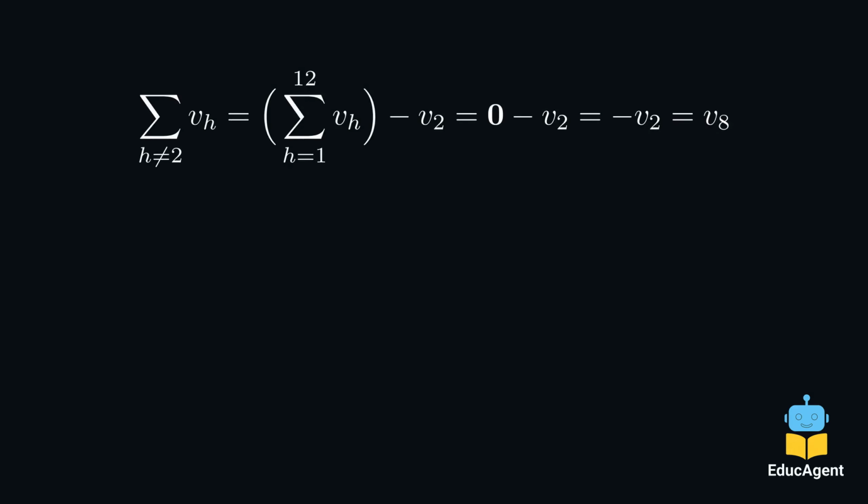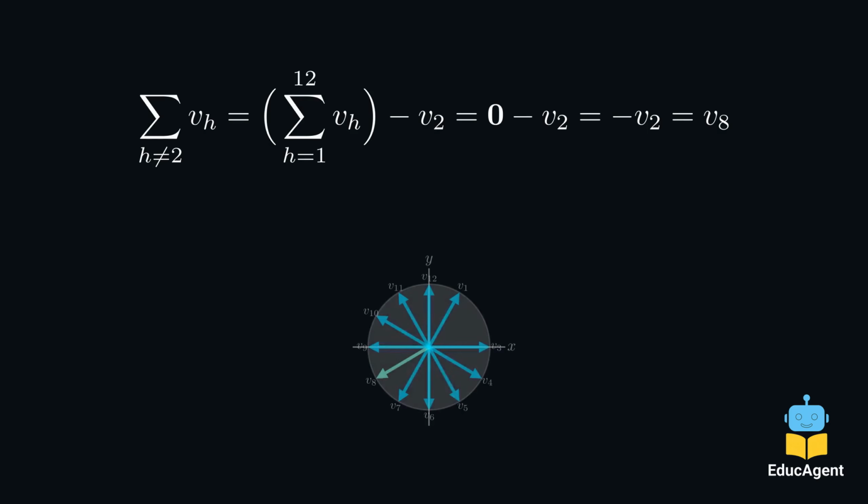From part A, the total of all 12 is 0. Removing v2 means the remaining sum is minus v2. Since the vector at 8 o'clock is opposite to 2 o'clock, v8 equals minus v2, so the remaining 11 add to v8. Removing v2 leaves the sum of the other 11 vectors equal to minus v2, which is exactly the vector pointing to 8 o'clock. The highlighted v8 is the resultant of the remaining 11 unit vectors.